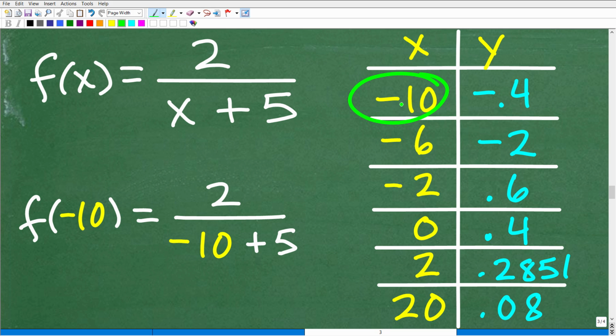So I'm going to say, okay, where's this point at when x is equal to -10? You just plug in -10 into the function. And so you can see this is going to be 2 over -10 plus 5, which of course is going to be -2/5. But go ahead and go into your calculator. It kind of helps you out. That's going to be -0.4.